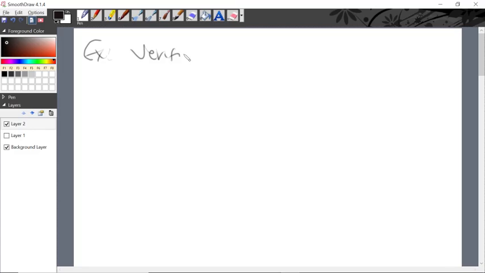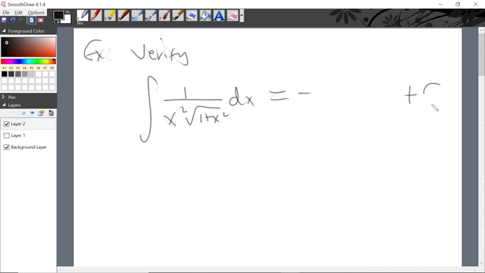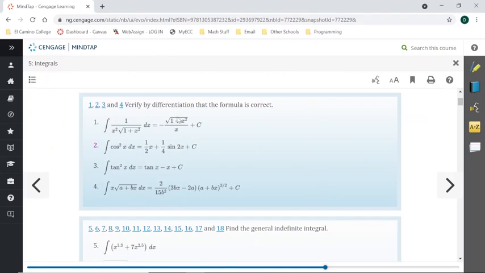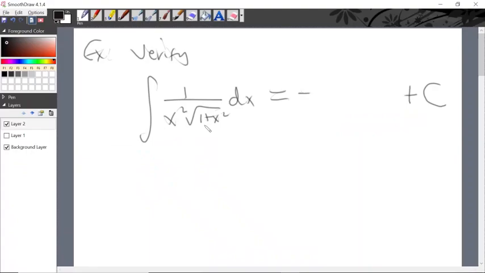So verify that the integral of 1 over x squared root 1 plus x squared dx, just so we remember to put the dx in every integral you write. Notationally that dx must be there. We're also going to want to remember every time that we're missing bounds, we need to add a plus c to our antiderivative. All right, they have it written in this form, root 1 plus x squared over x.